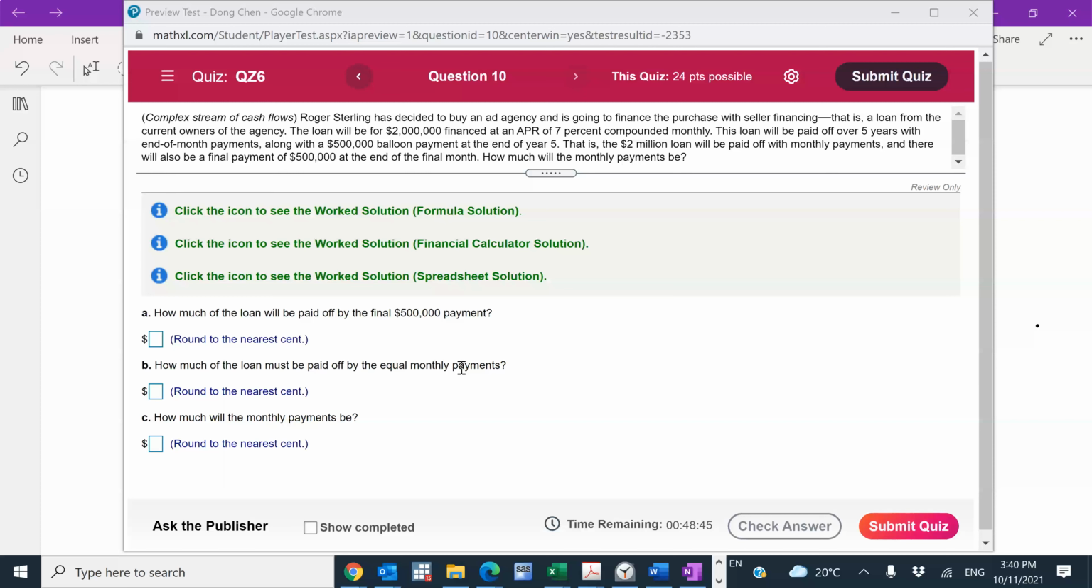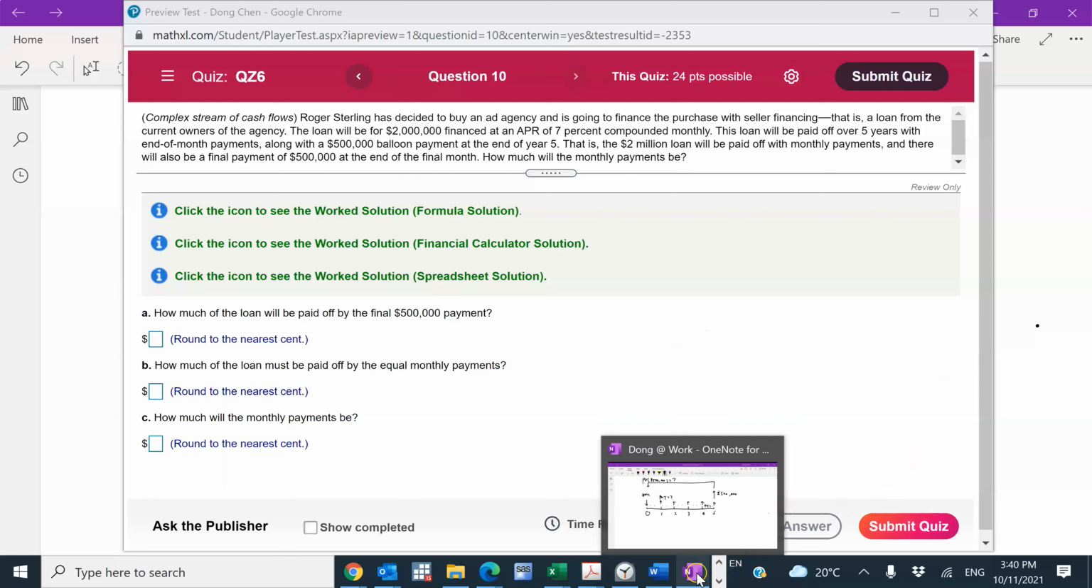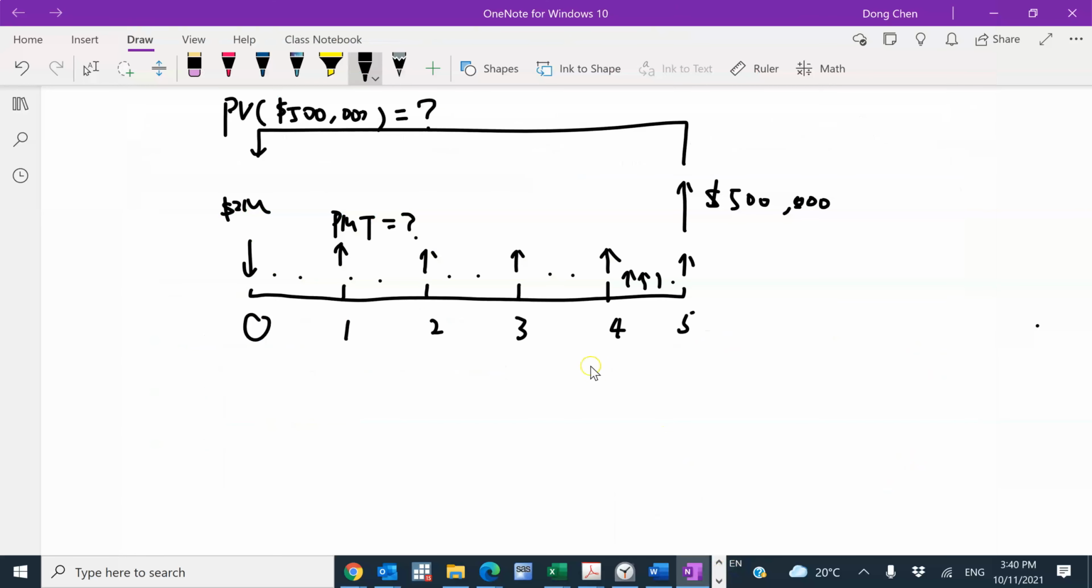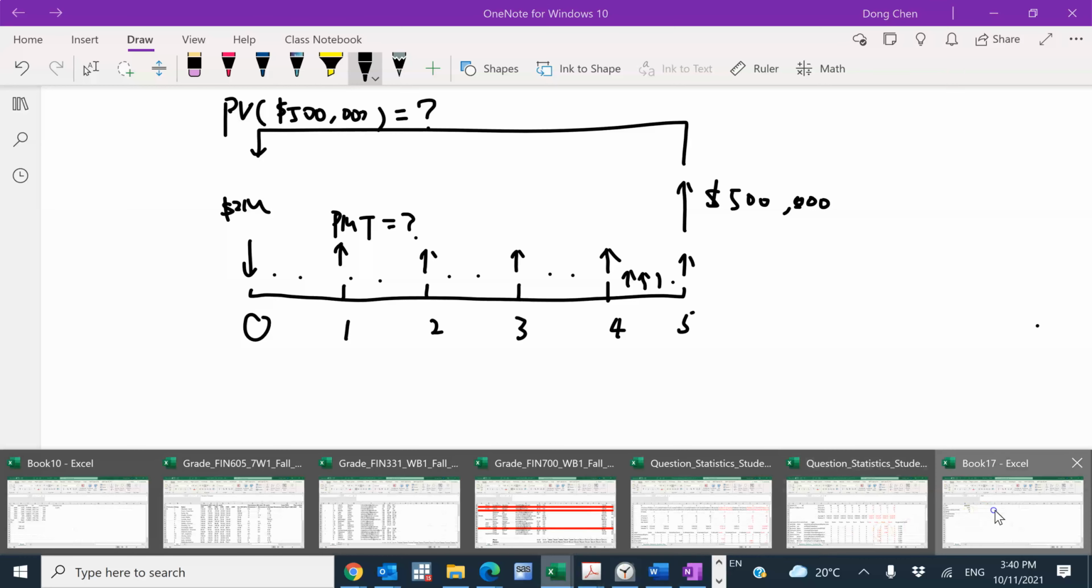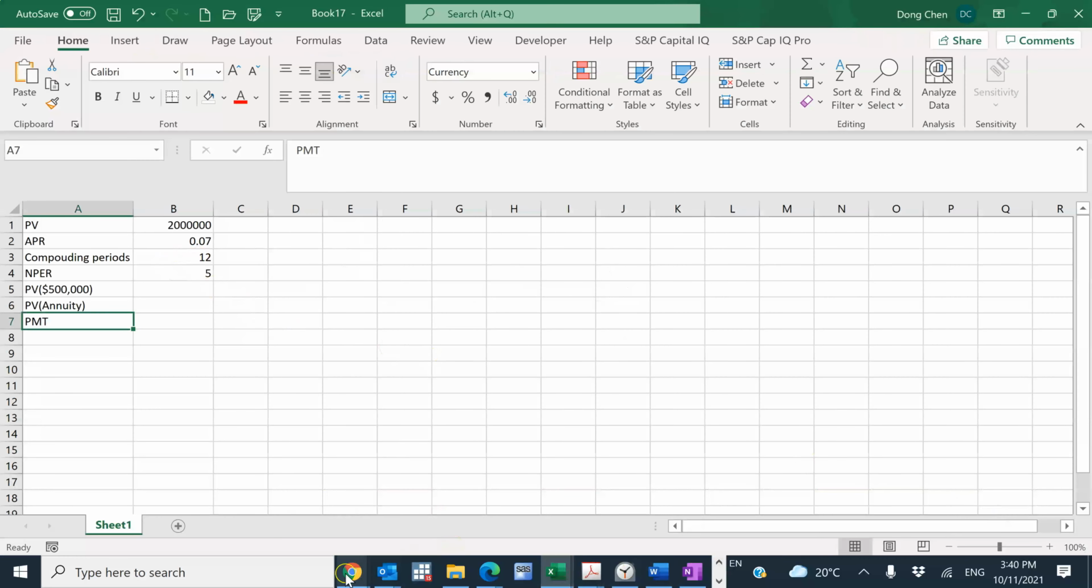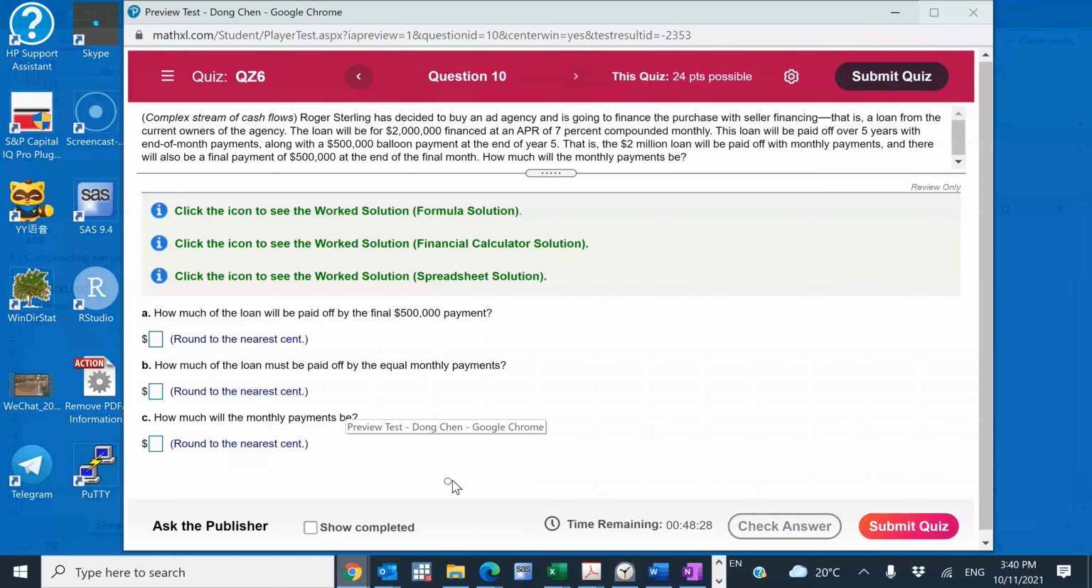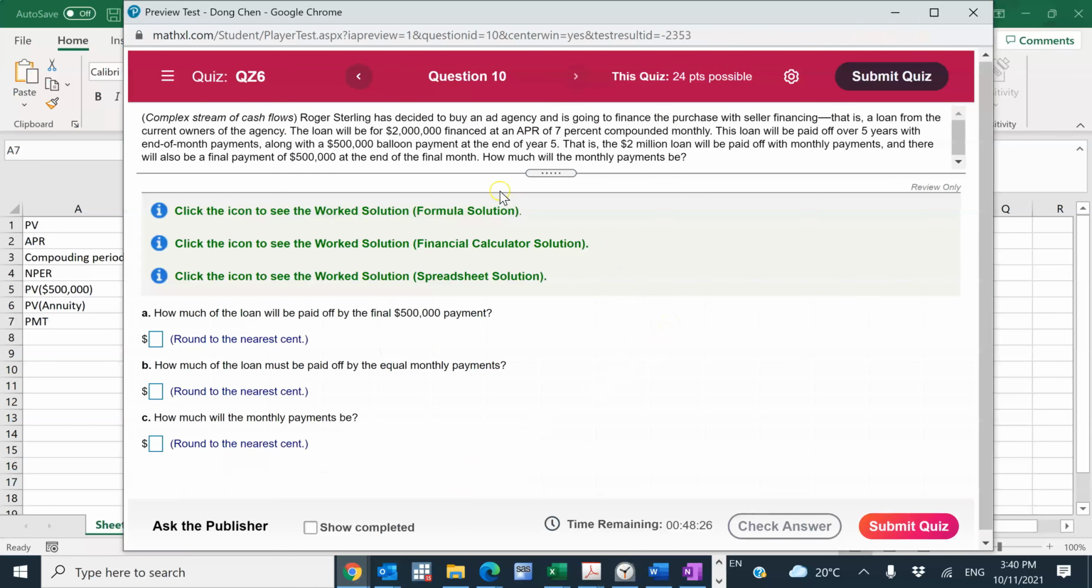But aside from the frustration, I think the upside is I have already drawn some chart and also put the numbers into the Excel sheet, so that can help me save some time. All right, so let me still start by reading the setup.